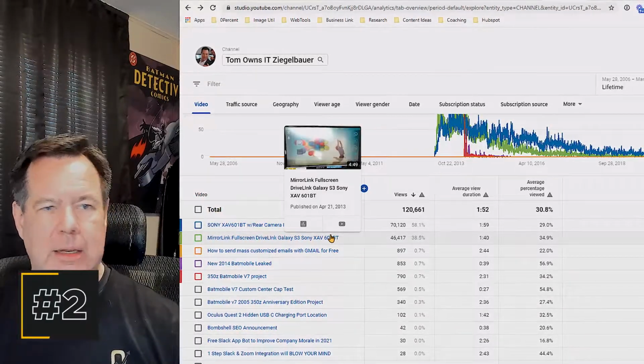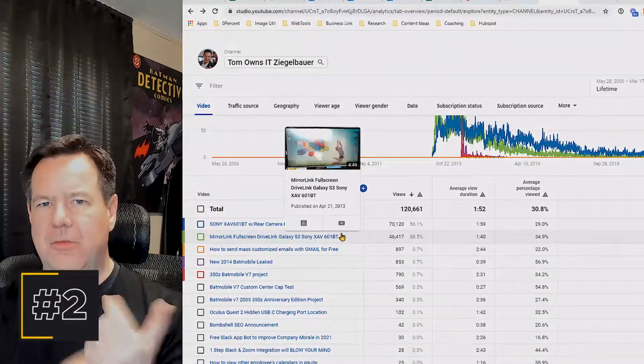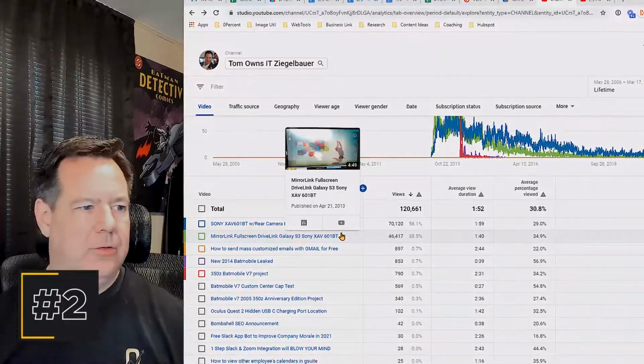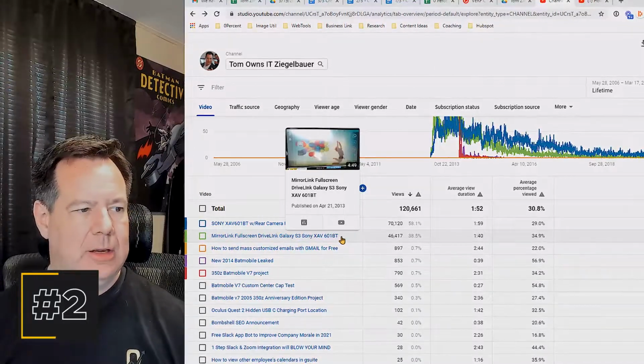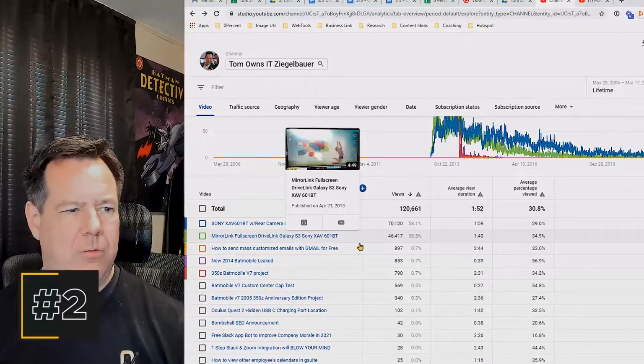The second one is another video on how to connect your phone up and basically mirror that to your stereo. A lot of people are interested in that. This technology doesn't even exist anymore unless you have an 8-year-old phone.